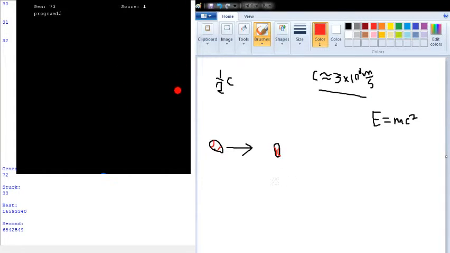So let's say this ball traveled from point A to point B, and so it goes all the way from point A to point B at half the speed of light. Then the innocent bystander standing out here with a stopwatch would time the ball to get from point A to point B, and he would say that the ball took blah blah seconds to reach point B after being fired from point A at half the speed of light.